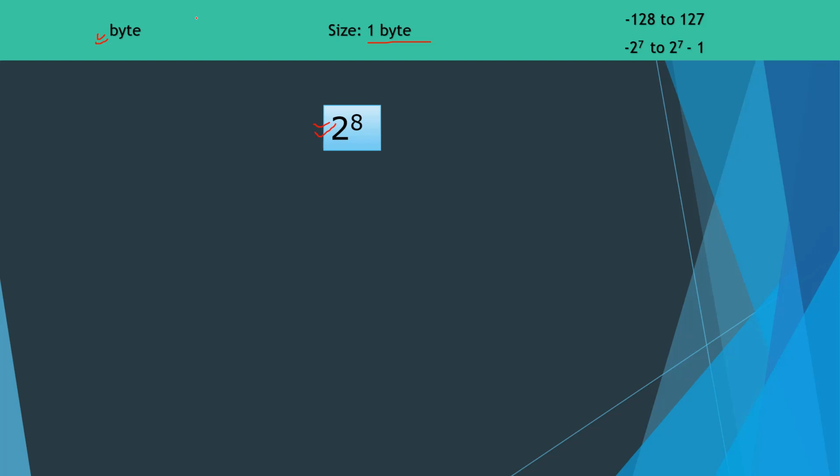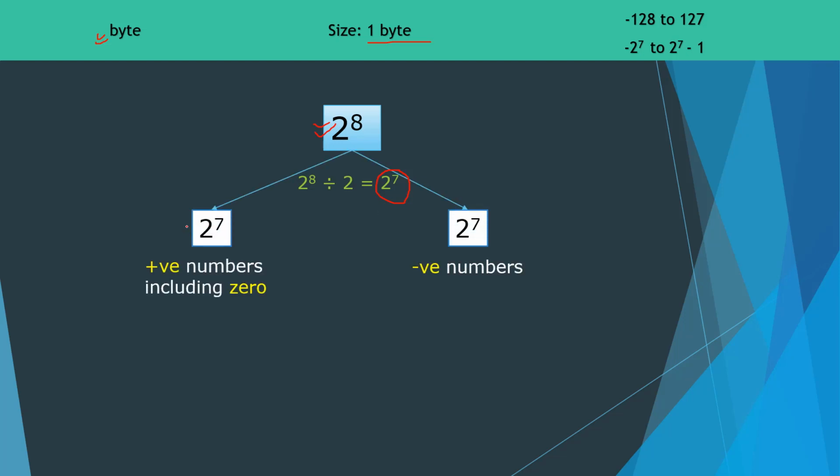I need to divide into two groups. I will divide 2 power 8 into two groups, 2 power 7 and 2 power 7. In one group, I'll represent all the positive numbers, and in the other group, I'll represent all the negative numbers. Make sense? So 2 power 7 will contain all the positive numbers, including 0, and 2 power 7 will contain all the negative numbers. Of course, I need to include 0 somewhere, so let's include it with the positive numbers.